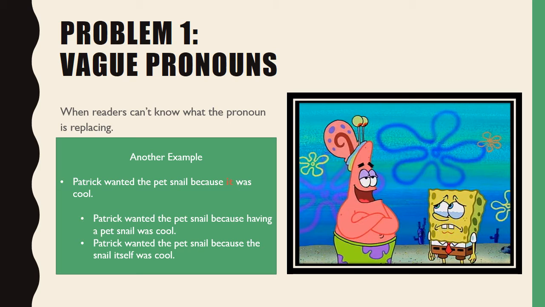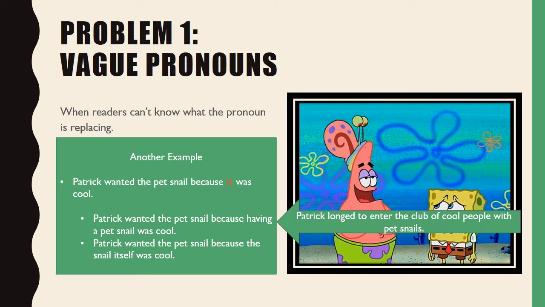So for the first possibility, we could write, "Patrick longed to enter the club of cool people with pet snails," which goes right along with that first interpretation. If we mean that people with snails are cool and having snails are cool, then this sentence is actually a much more interesting sentence without the pronoun. The second way we could rewrite it is, "If only I had a pet snail as cool as Gary," Patrick thought. Then we know that the it is referring back to Gary, and this is a much more interesting way to write the sentence than with that vague pronoun that leaves us kind of wondering what it's all about.